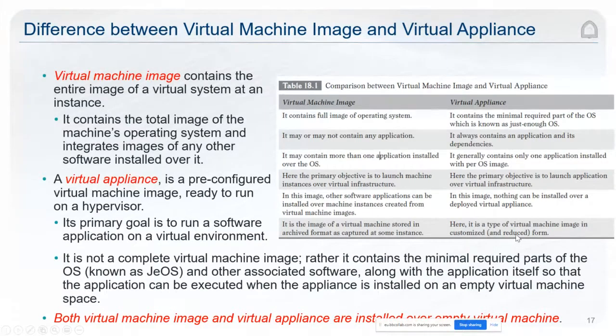So we have totally different schemes here. The virtual machine image is a full machine image with full power, and the other one is the virtual appliance. The virtual appliance is small.